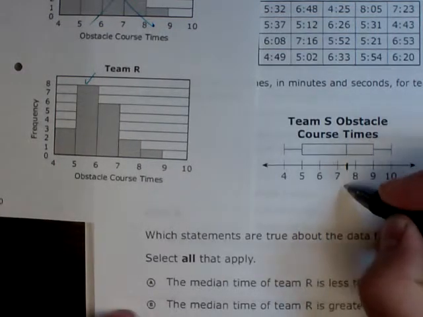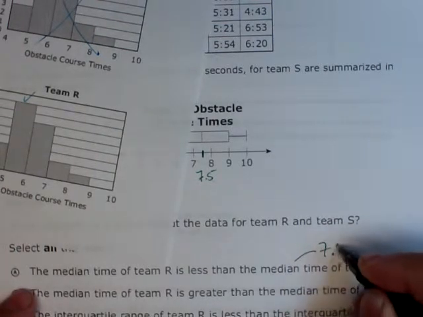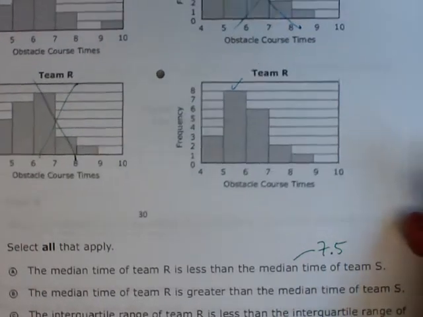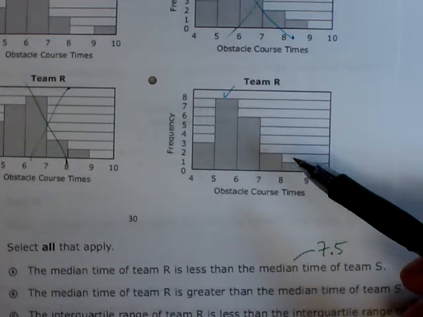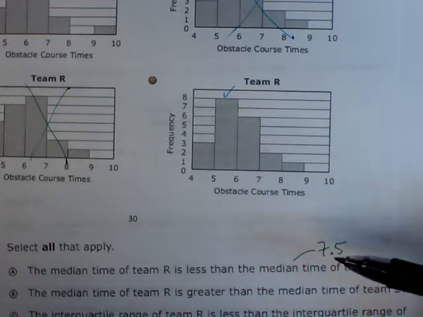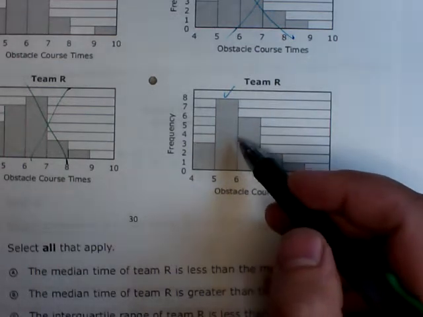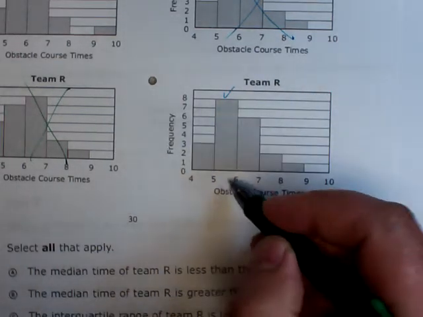So the median of team R is less than the median of team S. Let me look at the median. The median for team S is 7.5. The median for team R, well, how many data points are there? There's 20 data points. I just counted them up from the table. So that means the median is going to be between the first 10, so here's 3 and 8. So the median time is going to be somewhere between 5 and 6 minutes. I don't know exactly where.